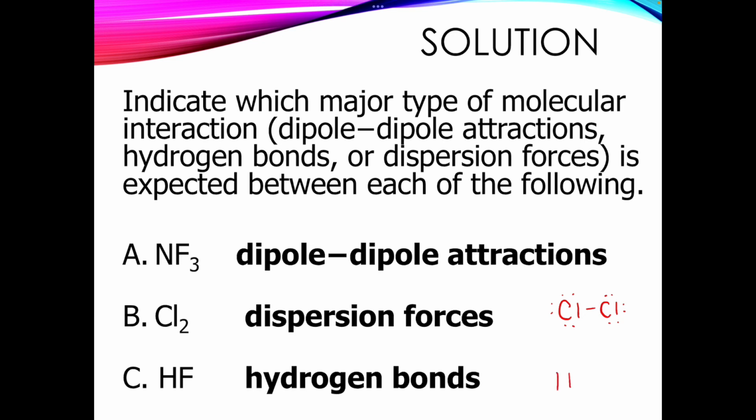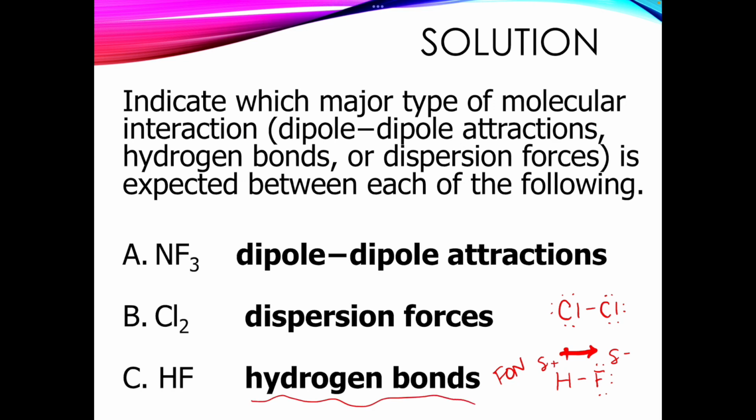And then lastly, we'll have HF. Okay, so HF will look like this, and that is going to be a polar bond. So we'll put a partial positive on hydrogen and a partial negative on fluorine, and you'll see that we can make a dipole that doesn't cancel. So we know that this molecule is polar, and we can see that hydrogen is attached to one of those very electronegative atoms. So since hydrogen is attached to one of the very electronegative atoms, and this molecule is polar, therefore it can form hydrogen bonds.